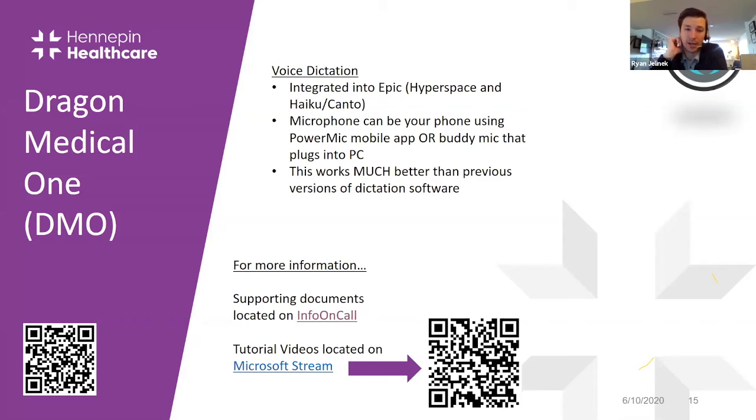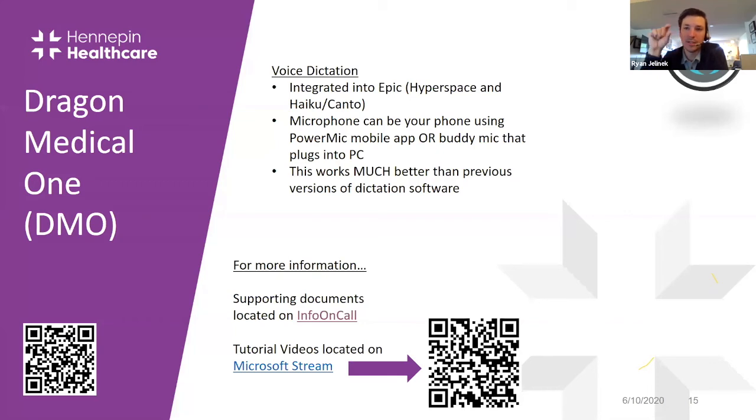It's super accurate. You can use either a standalone microphone that plugs into a USB port, or you can use your phone as a microphone using the PowerMic mobile app, and that's what this QR code in the corner gets you to. The other nice thing is that it implements straight into Epic. Once you're set up on Dragon, which I think almost all of the residents are at this point, we just automatically enrolled all of you into DMO.